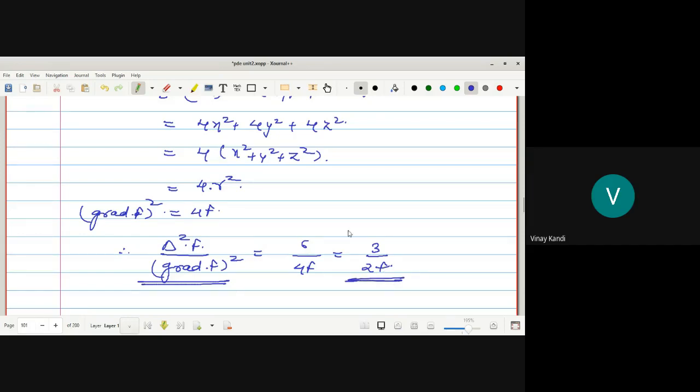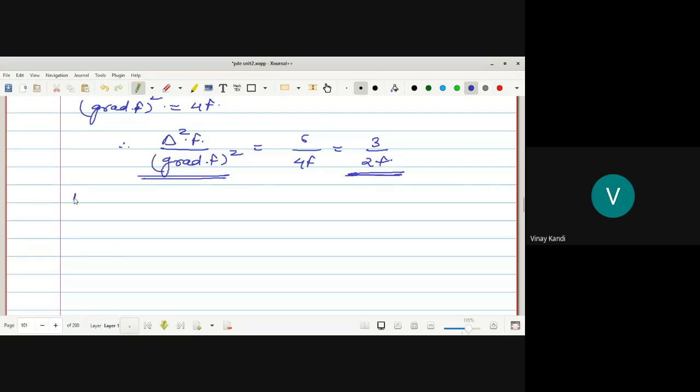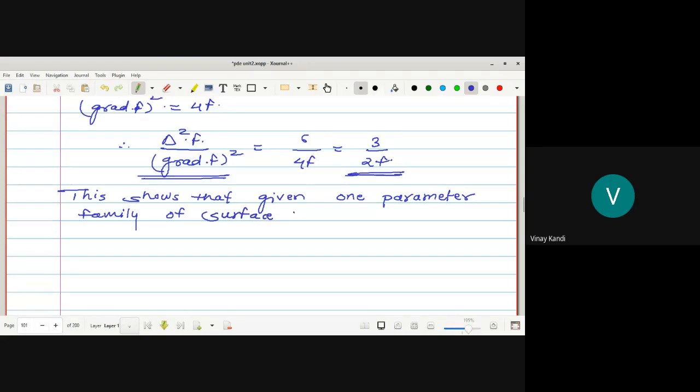Okay, only f is there. So this shows that x, y, z do not appear here. Okay, so this shows that the given one parameter family of surfaces forms a family of equipotential surfaces.